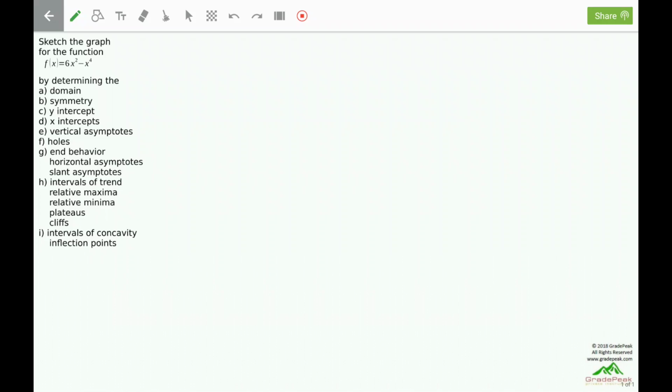Sketch the graph of the function f of x equals 6x squared minus x to the fourth by determining the parts A through I. f of x equals 6x squared minus x to the fourth, which is a polynomial. Therefore, for part A, the domain will be all real numbers, or negative infinity to positive infinity.